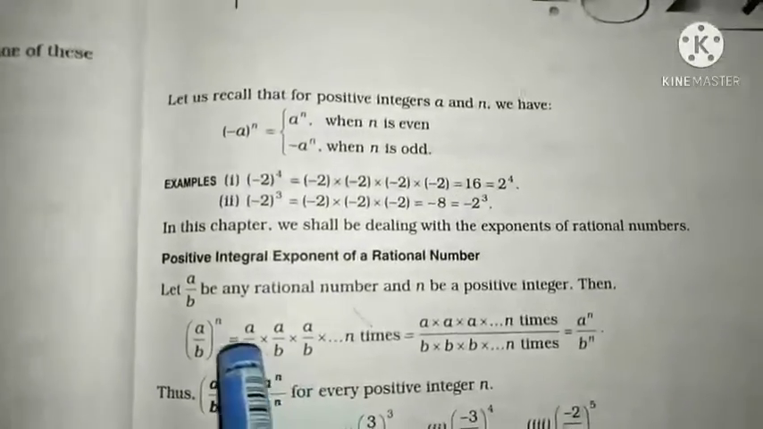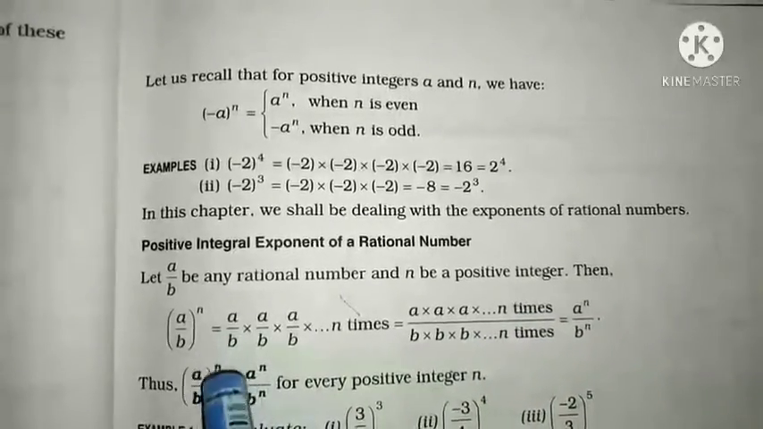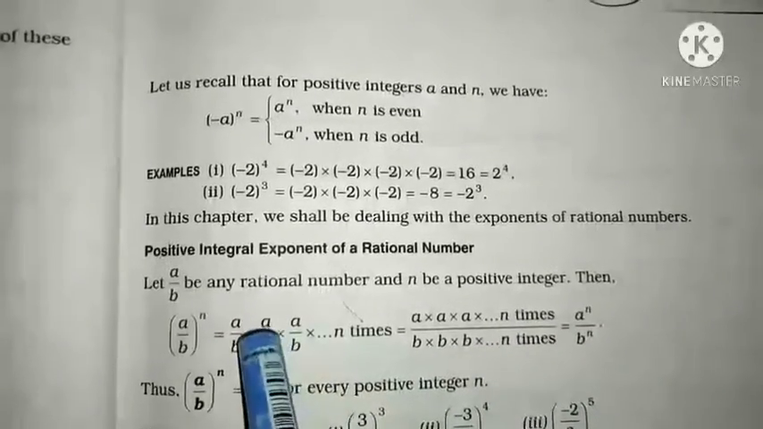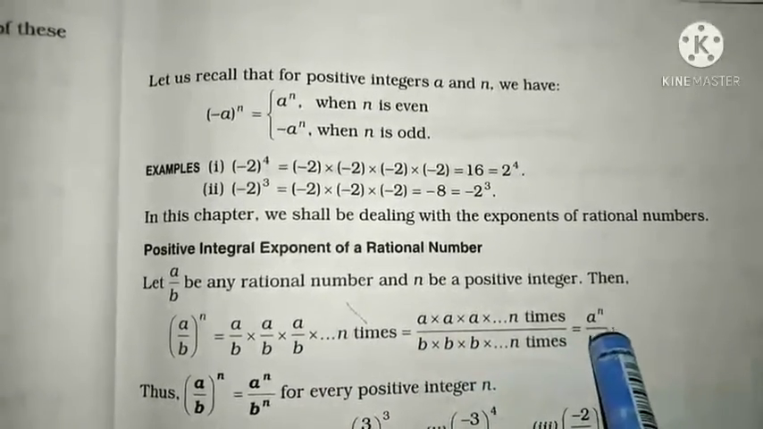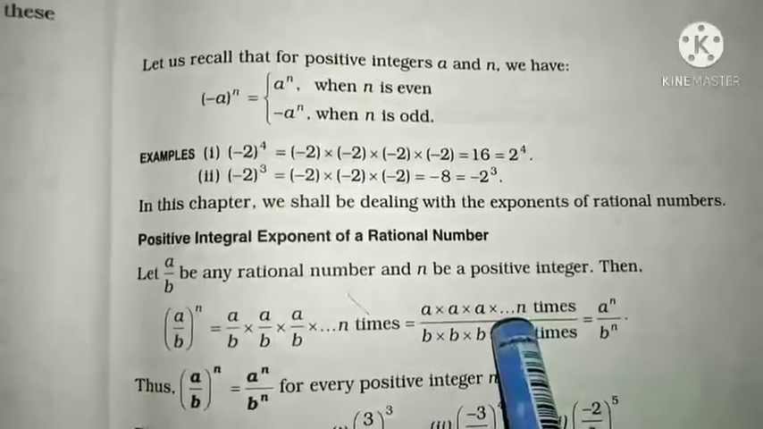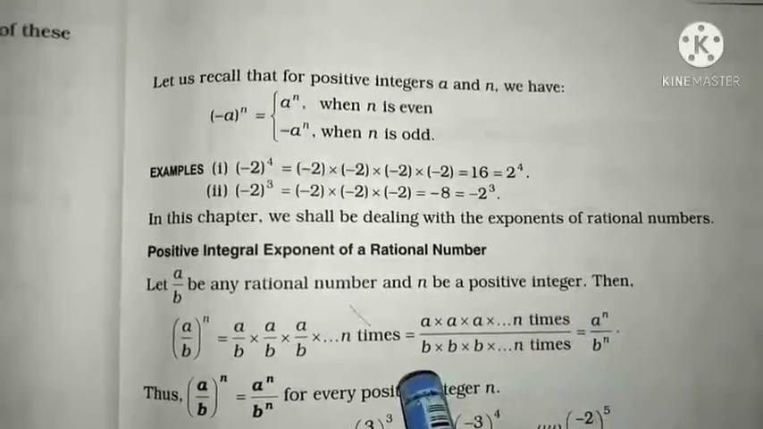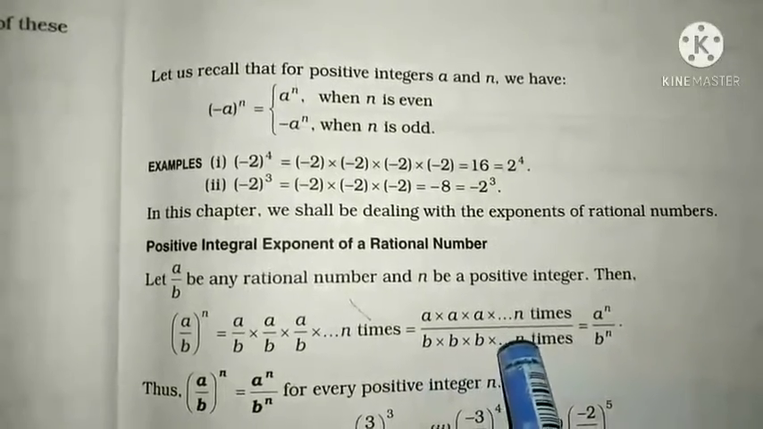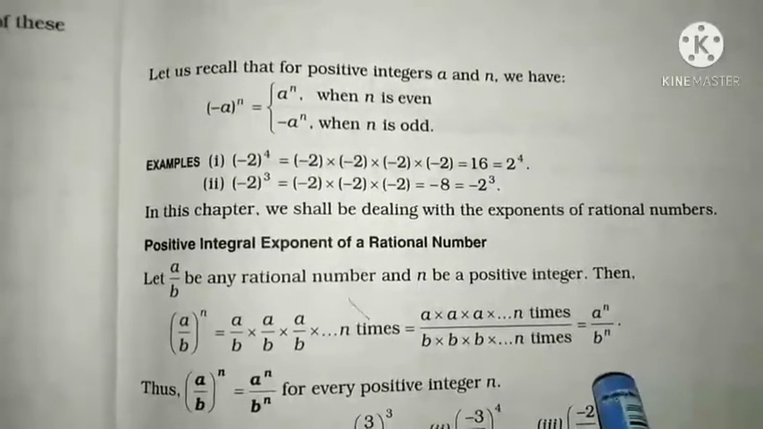Next we'll discuss the positive integral exponent of a rational number. Let a by b be any rational number and n be a positive integer, then we can say that a by b to the power n can be written as a by b multiplied by a by b multiplied by a by b multiplied by dot dot dot n times. It can go till n times because the power is n. Similarly, this can be written as a multiplied by a multiplied by a, n times, divided by b multiplied by b multiplied by b, n times, and that in turn can be written as a to the power n divided by b to the power n.